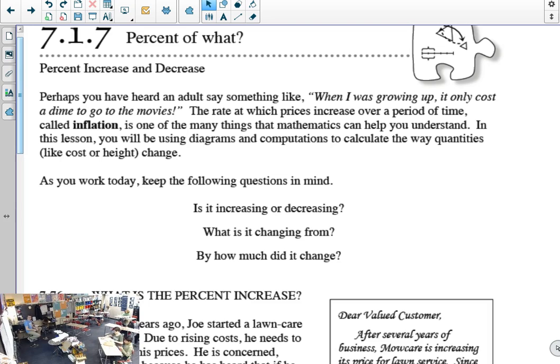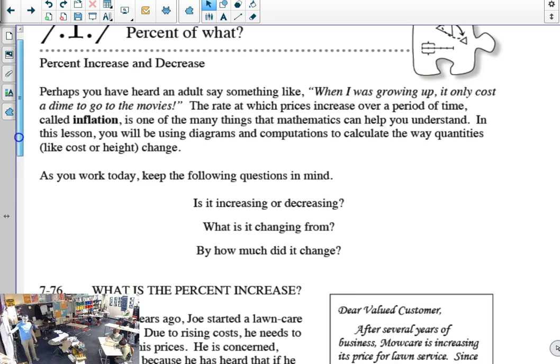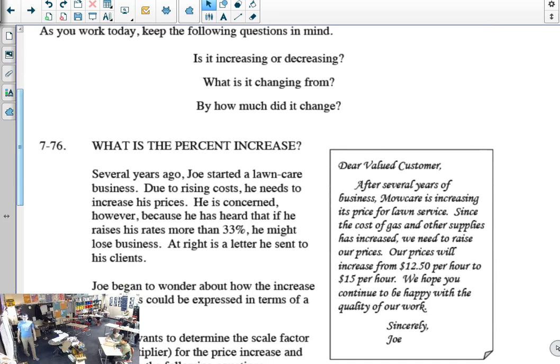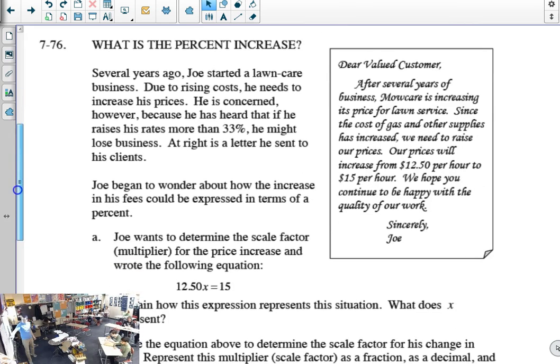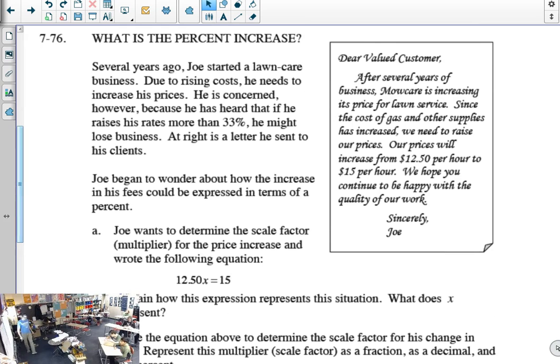So we will be using diagrams and computations to help calculate the ways quantities like cost or height are changing. As we work today, keep this in mind. Are we going up or down, like increasing, decreasing? What is it changing from, what was the original, and by how much did it actually change? Alright, we're going to help Joe.